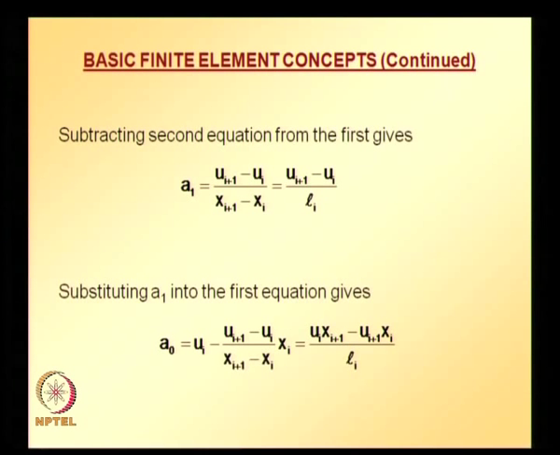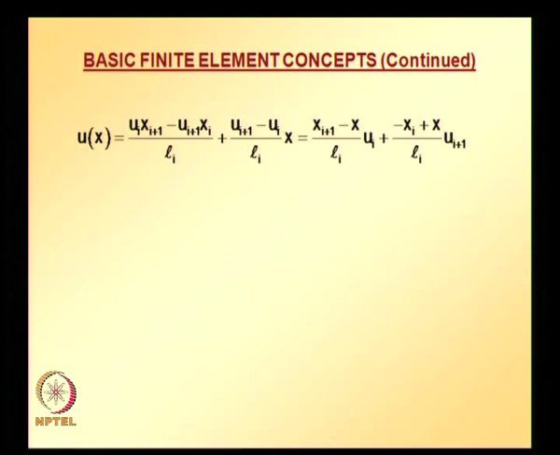And now you determine what a naught and a 1 are. What you can do is substitute back these coefficients a naught, a 1 into the trial solution, the linear trial solution that we started out with. Then you need to do some mathematical manipulations in such a way that you bring the terms having coefficients u I and u I plus 1 separately. So, the first step is you substitute a naught, a 1 into the linear trial solution that you started out with. And the second step is you group terms having u I as coefficient and u I plus 1 as coefficient separately.